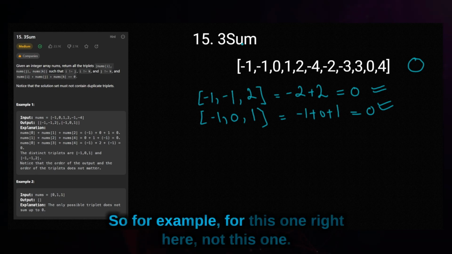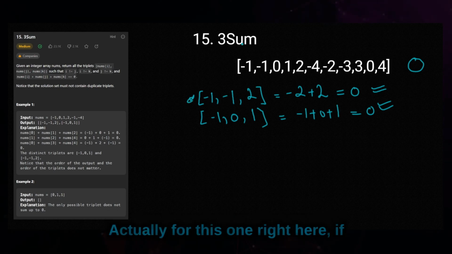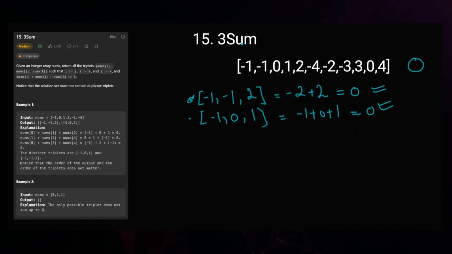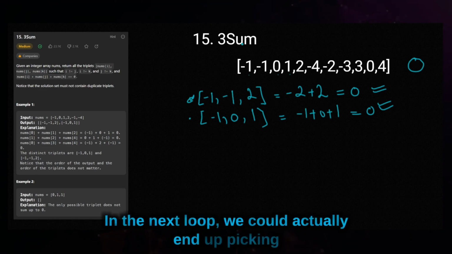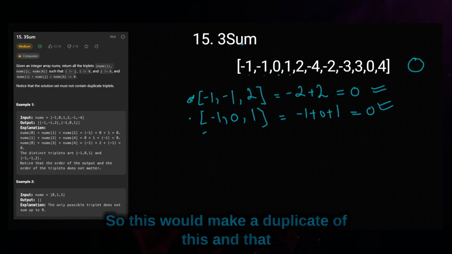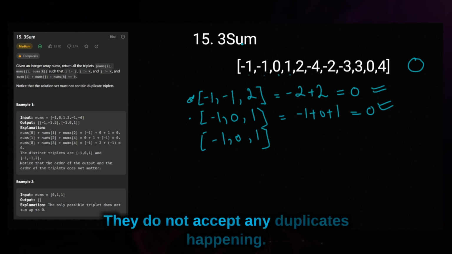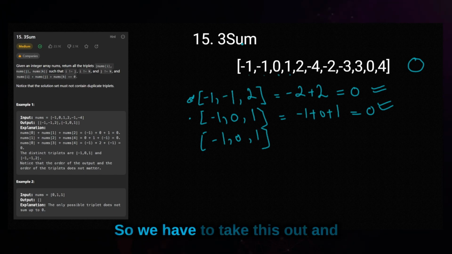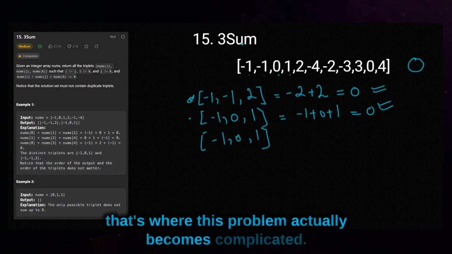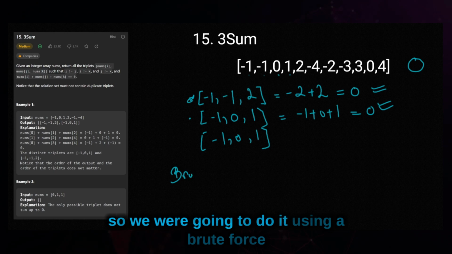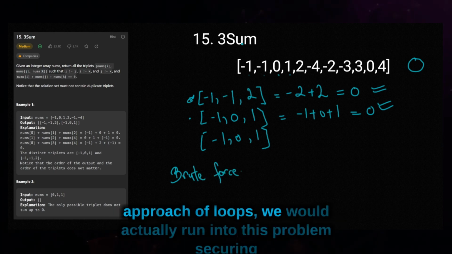For example, for this one right here, if we pick -1, 0, and 1, so we pick this one and this one, in the next loop we could end up picking this one and this one and this one again. This would make a duplicate, and that is not accepted by the LeetCode problem. They do not accept any duplicates, so we have to take these out, and that's where this problem actually becomes complicated. Because if we were doing it using a brute force approach of loops, we would run into this problem of duplicates occurring.